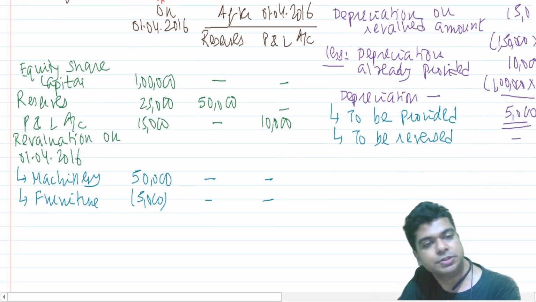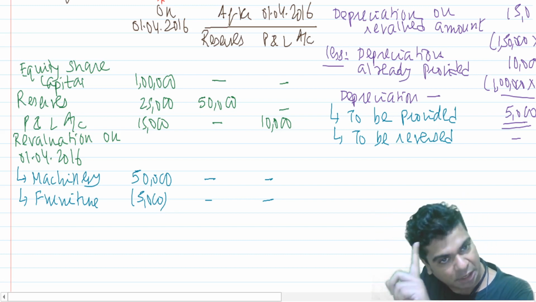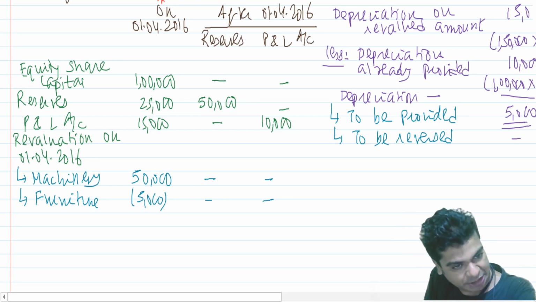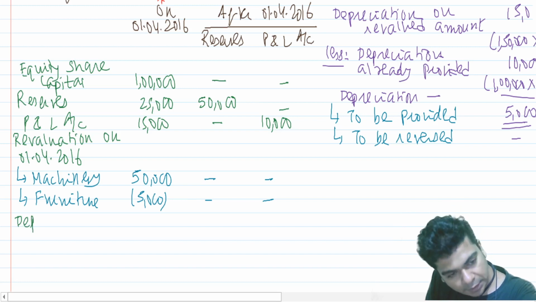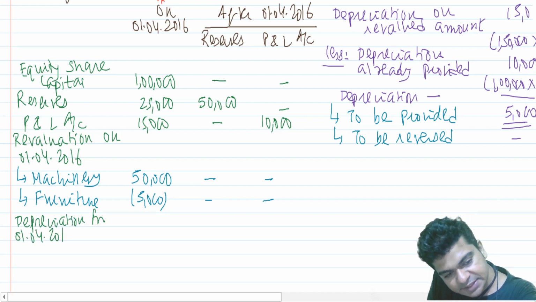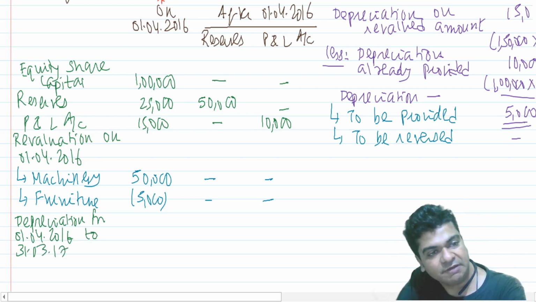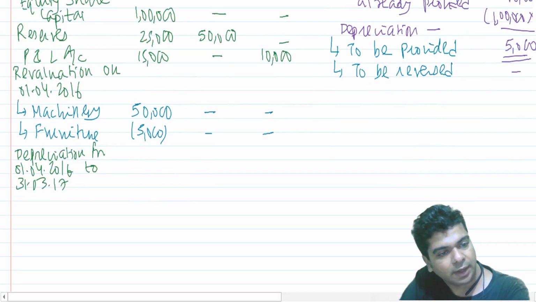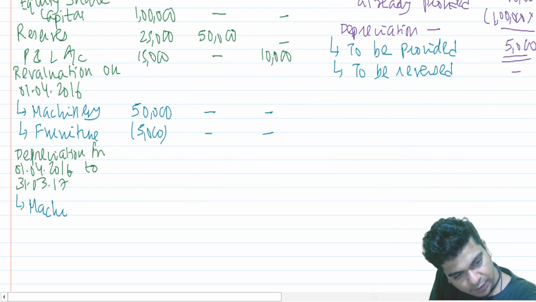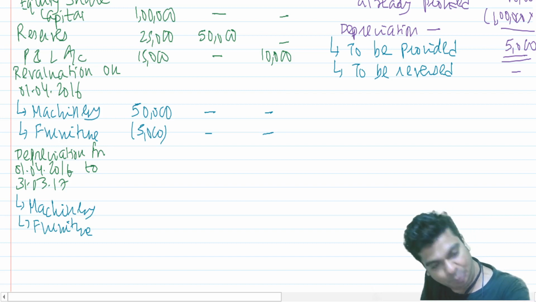Now, very important and very interesting, very logical actually. If you follow my working notes, you will find everything logical. We have to give the effect of depreciation now. See, depreciation for 1st April 2016 to 31st March 17. Right now, I have to give the effect of the depreciation on machinery. I have to give the effect of depreciation also on the furniture. Just see the way I'm going to give the effect now.